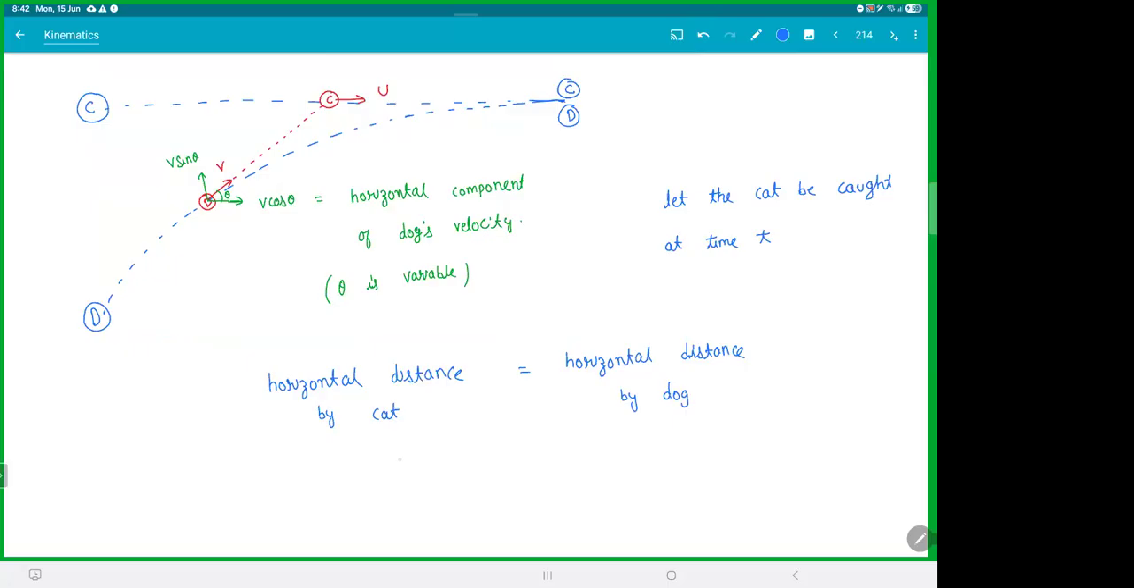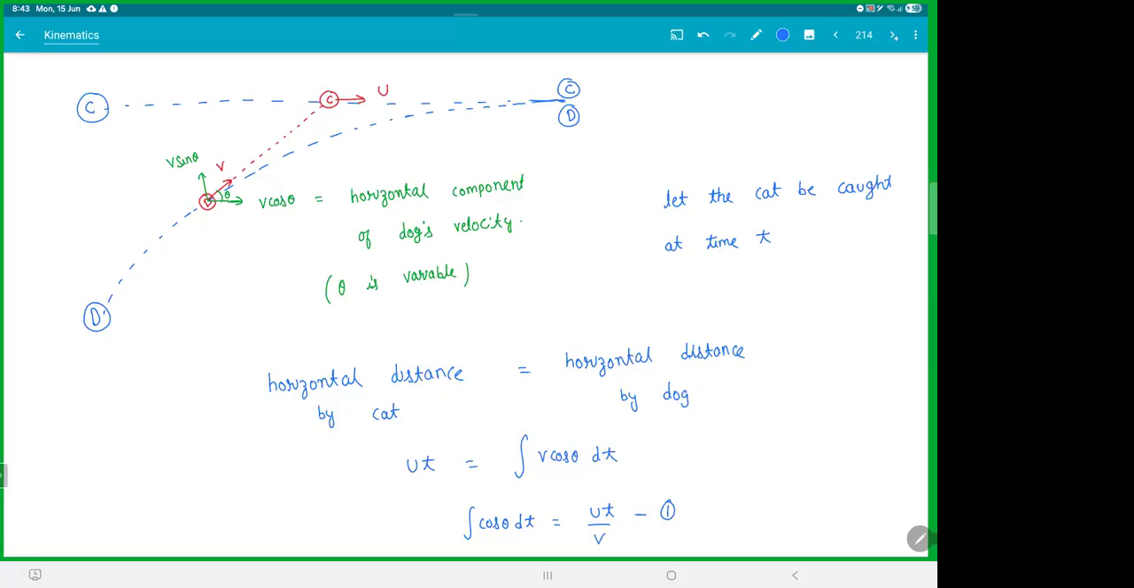The cat is going with a constant speed, so this will be u into time. The dog's speed is changing, so you can't say speed into time. So we have to integrate v cos theta dt. That's the horizontal distance of the dog. So this is your first equation. Now cos theta, I don't know. Time, I don't know. But this is ut by v. So I know the integral of cos theta dt.